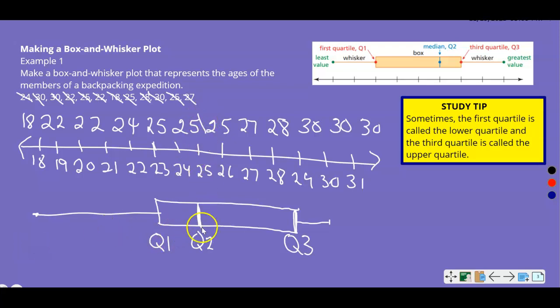Find Q2 first, then find the median of the first half, and the median of the second half, and then add your least and greatest values. And that again is called the 5-number summary. 1, 2, 3, 4, 5. Those 5 numbers make up that data set. And a study tip for you, sometimes the first quartile is called the lower quartile, and the third quartile is called the upper quartile. And I probably did refer to that as well.